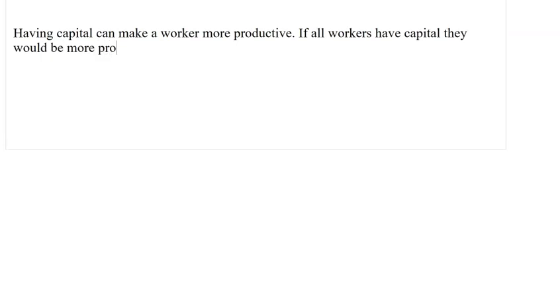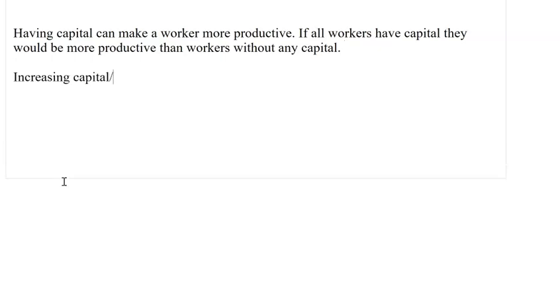So then I can say that, similarly, having capital can make a worker more productive. So if all workers have capital, or have some level of capital, they would be more productive than workers without any capital. Imagine if I have to write something and I have a computer, I can write something really fast compared to somebody who has to write using pen and paper. So increasing capital per worker would increase productivity.